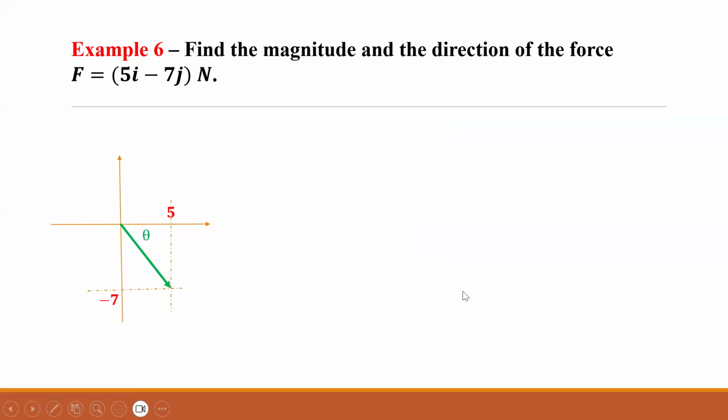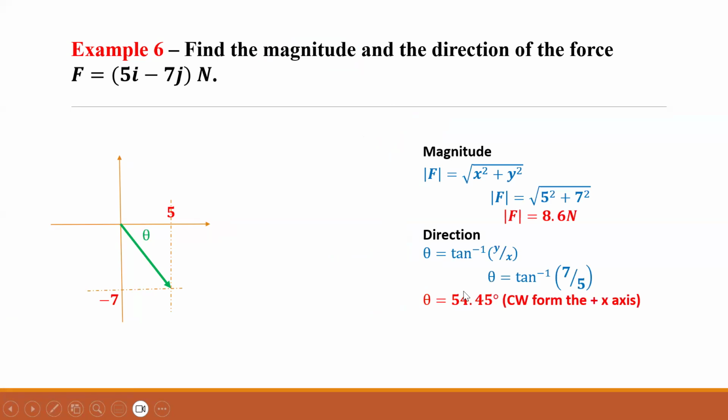Now if you put those in the calculator, you get these values. The magnitude is 8.6 newtons and the angle is 54.45 degrees. But if you see the angle, it is in the clockwise direction from the positive x-axis. So we need to mention, as I told you last time, it is very important to write the answer in words correctly. From the positive x-axis, it is this many degrees in the clockwise direction. So you need to write it properly. I hope you are okay with that.